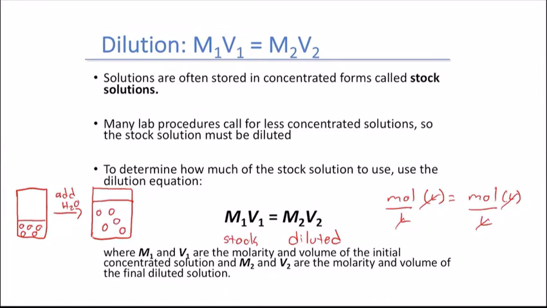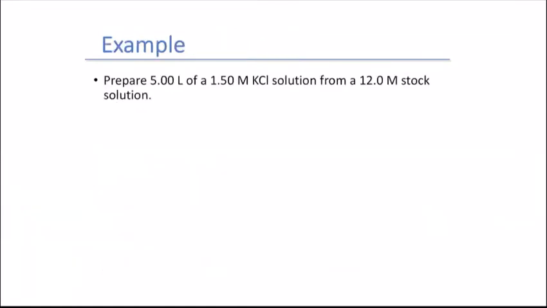So we can use this very handy equation, M1V1 equals M2V2, to figure out what the new volume is and what the new concentration would be very quickly. But remember, when we do this, the number of moles will always stay the same. We don't change the number of moles when you do a dilution. So let's practice this idea with these calculations.